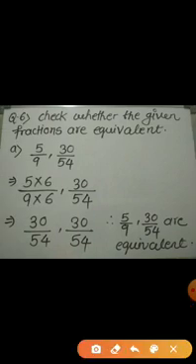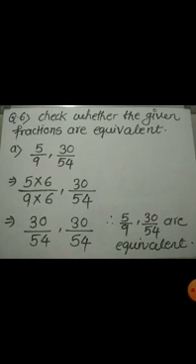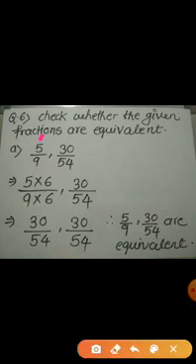Now coming to the question number 6. Check whether the given fractions are equivalent. Children, look at here. Here two fractions are given. They are 5 by 9 and 30 by 54. Is there any relation between numerators and denominators of both fractions? Yes, they have. 5 sixes are 30 and 9 sixes are 54.